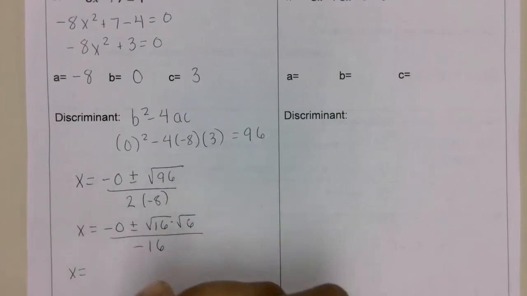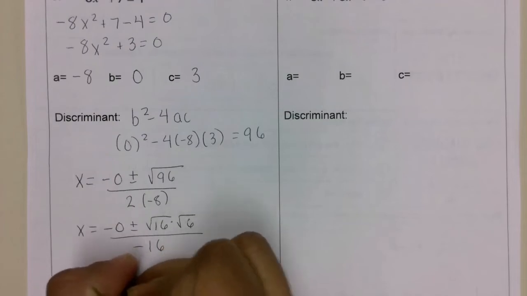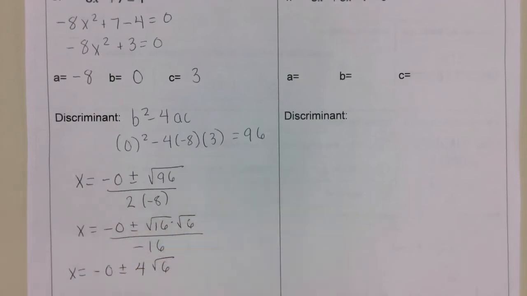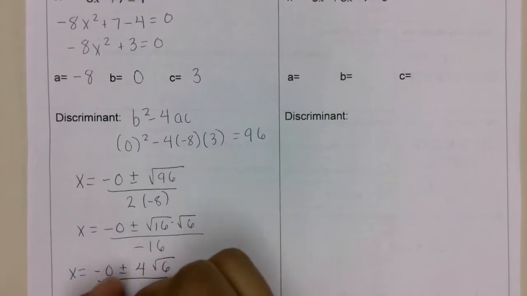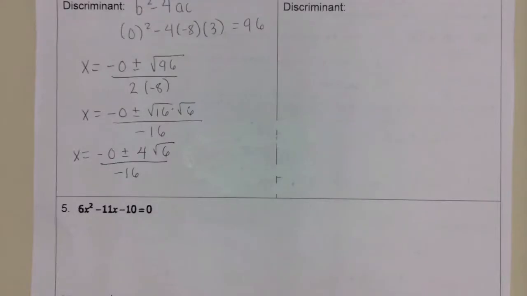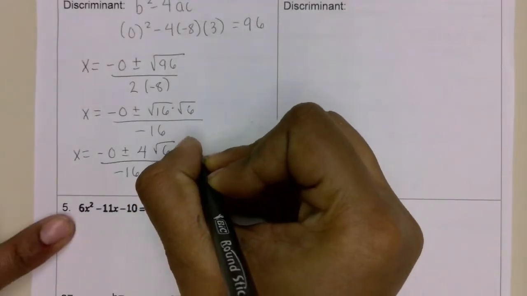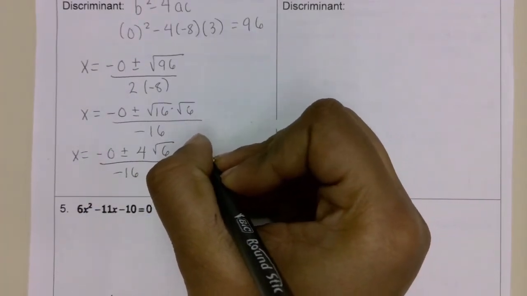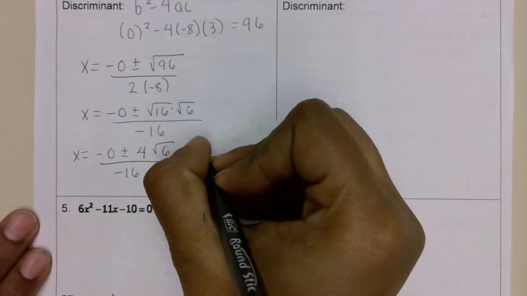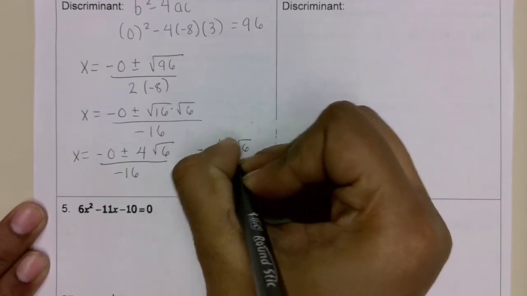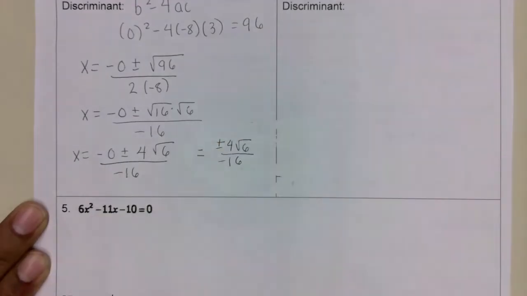So this is going to give us negative 0 plus or minus the square root of 16, which is 4. The 6 has to stay underneath the radical, all divided by negative 16. All right, from here we can rewrite this. Because it's a 0 in front, that doesn't affect anything, right? Because adding or subtracting a 0 doesn't make a difference. So this is going to be plus or minus 4 square root of 6 over negative 16.